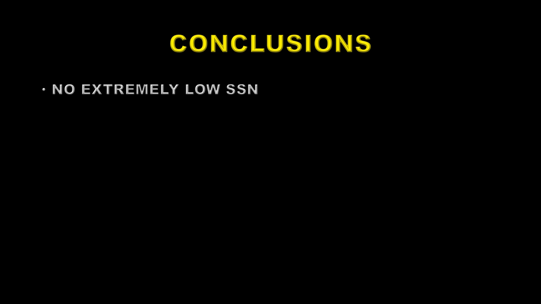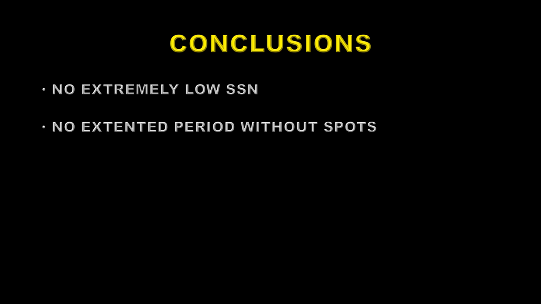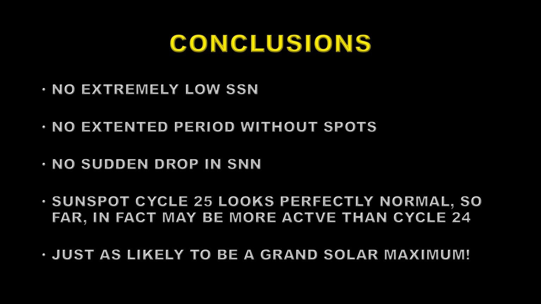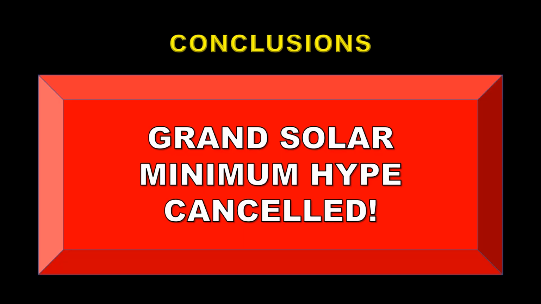So what conclusions can we draw from all of this? We have no extremely low sunspot numbers at the moment. In fact, we have higher than average. No extended period without spots. No sudden drop in sunspot numbers after the previous cycle. So sunspot cycle 25 looks perfectly normal so far. In fact, it may even be more active than the previous cycle, solar cycle 24. According to the NASA model, it's just as likely to be a grand solar maximum as it is to be a grand solar minimum. So all in all, one can conclude that the grand solar minimum hype has been cancelled.